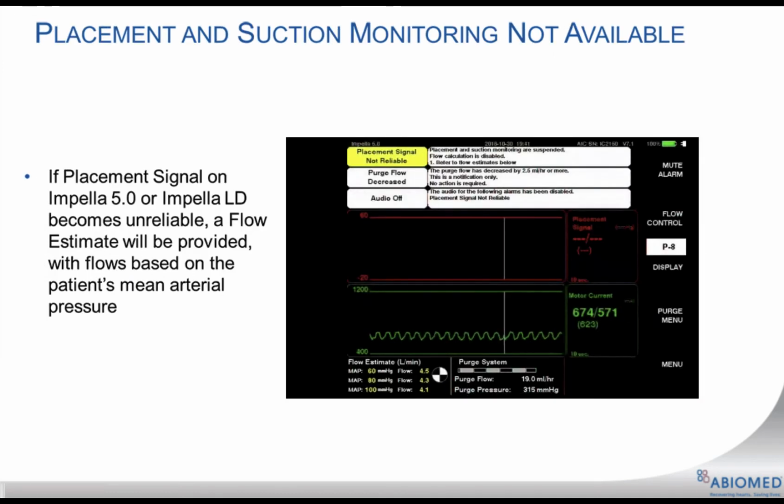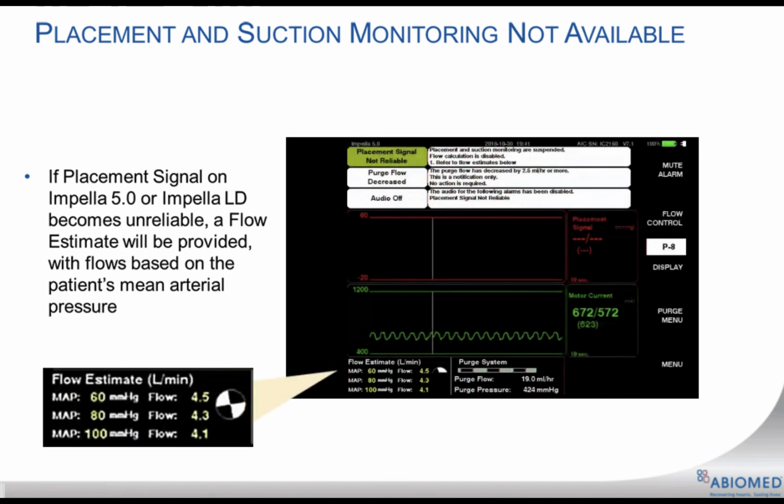If the placement signal on Impella 5.0 or Impella LD becomes unreliable, a flow estimate will be provided based on the patient's mean arterial pressure. Determine what the MAP is on the patient's arterial line and correlate to the table shown in the flow estimate area. If the MAP falls in between the areas listed, estimate between the flows displayed. For example, if the patient's MAP is 90, the flow will be somewhere between 4.1 and 3.6 liters per minute.